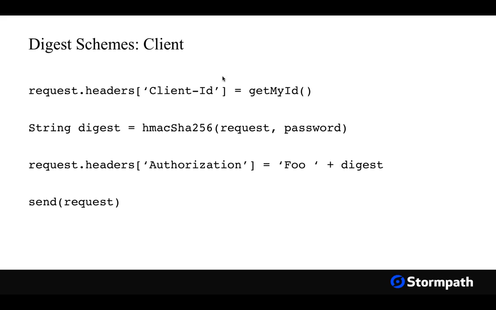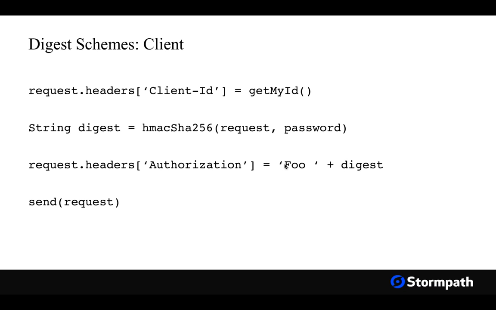And so with the digest scheme, people started basically computing these digests, these cryptographic hashes of the request itself using a password that's known only to the client and to the server. Then you can take that digest and set it as a custom scheme in your authorization header. So this is an example of what a client might do to compute a digest and send that digest value to the server. In this case, we're just using an example, fake scheme called foo, but the ability to just append that digest is possible because you can do custom schemes in HTTP.